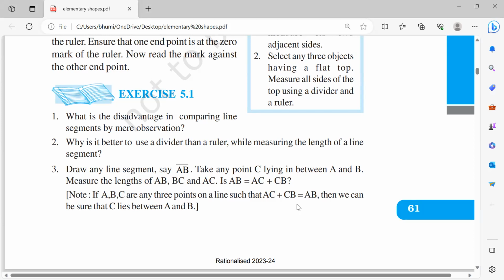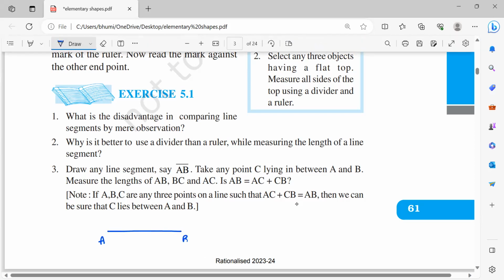Third question is, you have to draw any line segment AB. Take any point C lying in between A and B. This is the practical question that you have to do. You have to draw the line segment AB like this. Then take any point C lying on it.